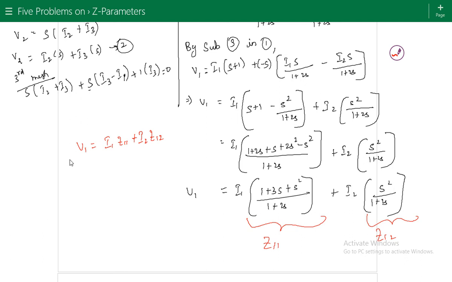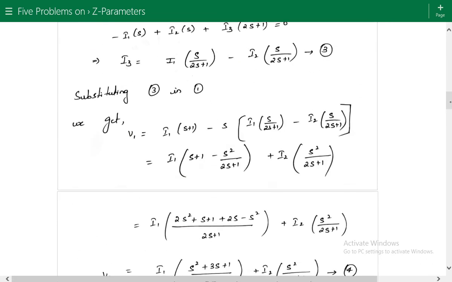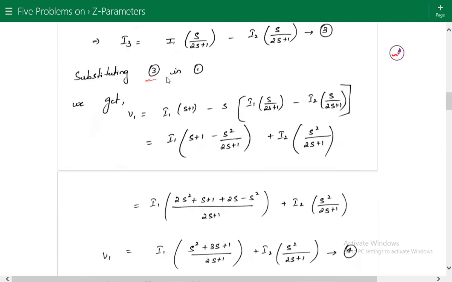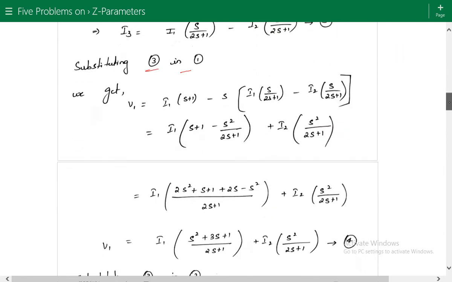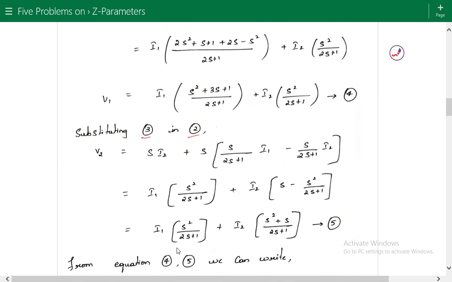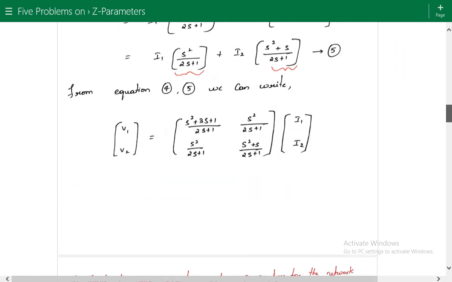So now tell me how you are going to find out the value of Z21 and Z22. Right, good, right. So by substituting 3 in 2, we will get the value of Z21 and Z22. See here, by substituting 3 in 1, we got the value of Z11 and Z12, right. By substituting 3 in 2, we will get the value of Z21 and Z22. Okay, so directly I am writing, you can check in the PDF, right. These are the values.